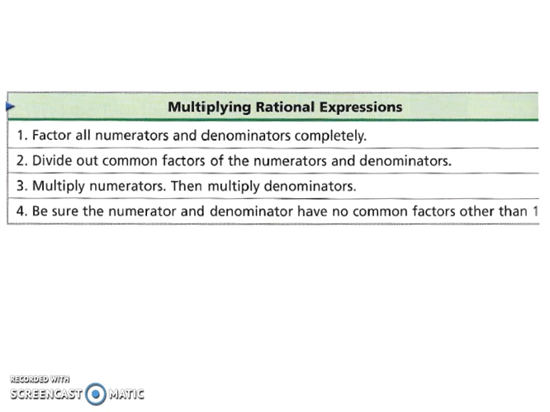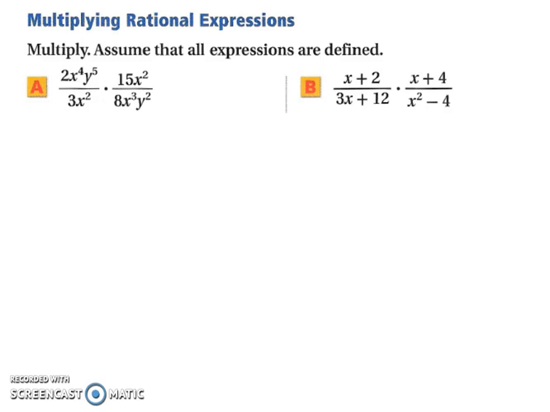Alright, so multiplying rational expressions. Factor all numerators and denominators completely. Divide out common factors of the numerators and denominators. Multiply numerators, then multiply denominators. Be sure the numerator and denominator have no common factors other than 1. So that will be needed for this next one.